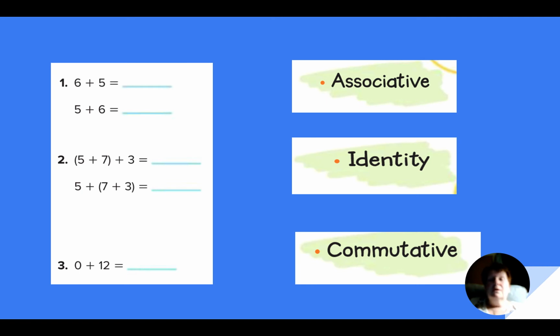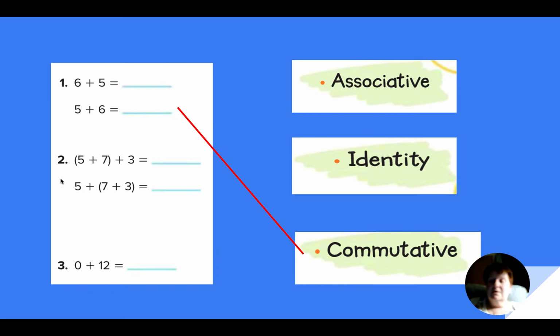Alright, so now let's take a look and see if you can identify which property each problem is. Okay, 6 plus 5 and 5 plus 6. Do you remember which one in which the order of the addends does not change the sum? These digits are called addends, and the sum is your answer. So the order of them does not change the answer. Which property was that? Was that associative, identity, or commutative property? It is the commutative property.